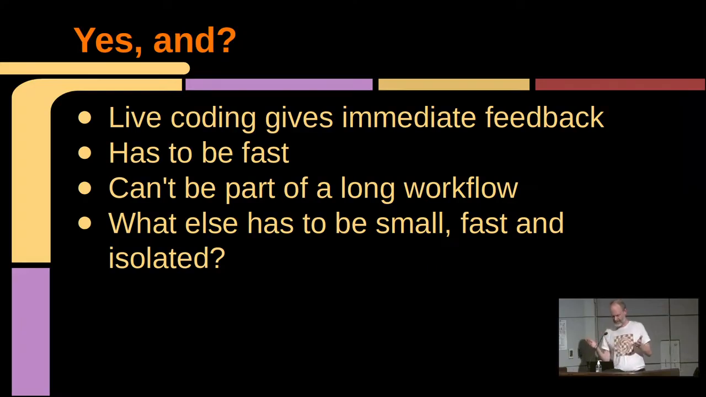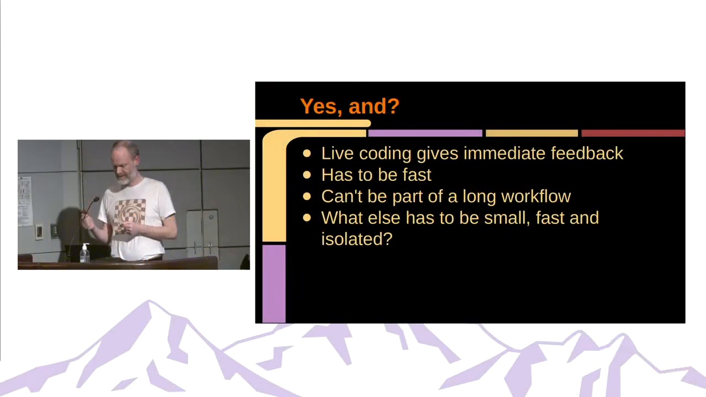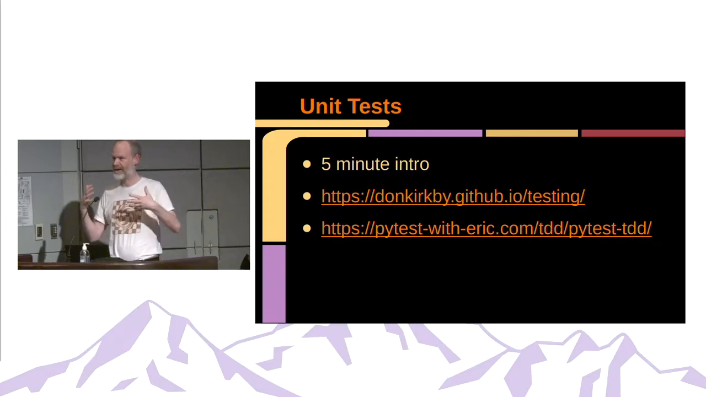But what does that have to do with unit tests? Well, live coding is great when it gives immediate feedback, but in order to do that, it has to be fast, right? It can't be part of a long workflow where it takes 5 minutes to import a bunch of data and process it and get that final output data set that then you're going to display. You want to start with just running the display part. And what else has to be small, fast, and isolated? Unit tests. So is there a nice synergy between unit tests and live coding, and particularly with visual code?